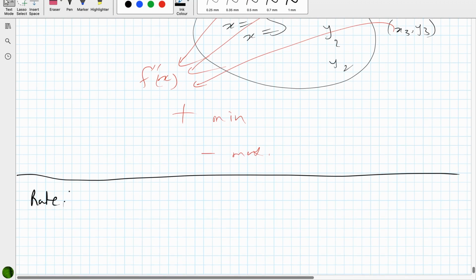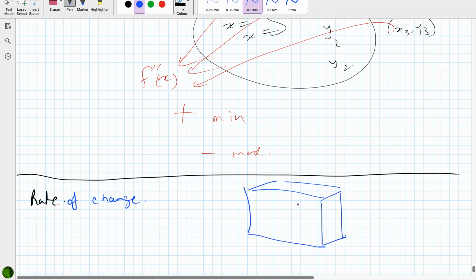A rate of anything is with respect to a second quantity. For example, rate of change: you have this container, and it is filled with liquid up to this red level, and then there is a leak at the bottom. You know that water is coming out at a certain rate, for example 2 centimeter cube per second.